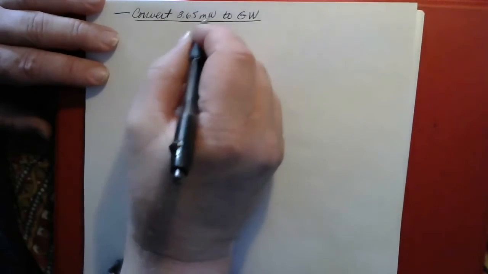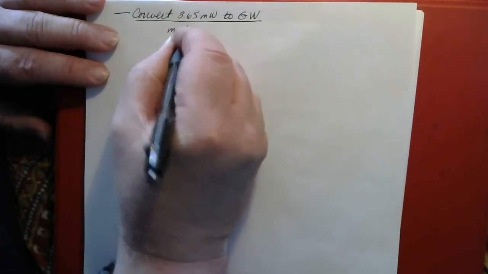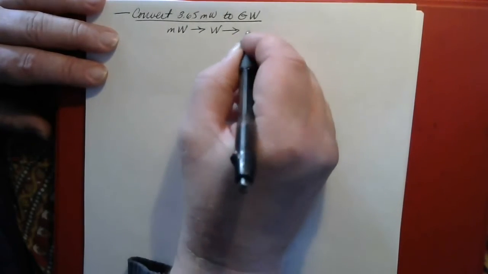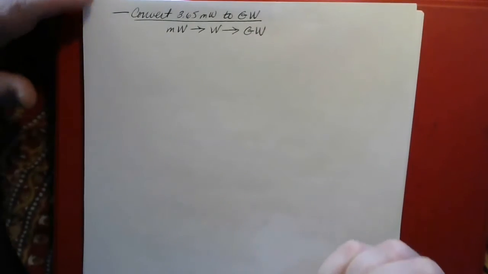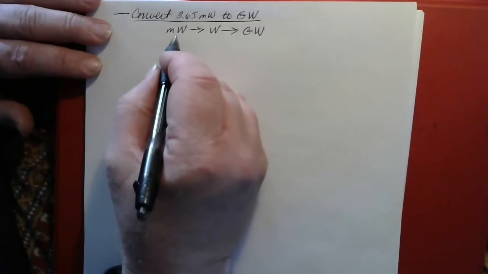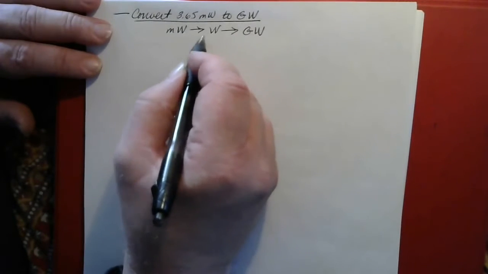So we're going to go from milliwatts to the base unit, which would be watts in this case, to gigawatts. So we want to know the relationship between milli and the base unit.